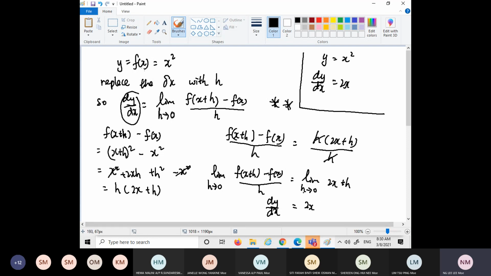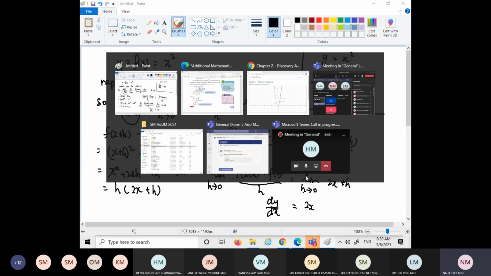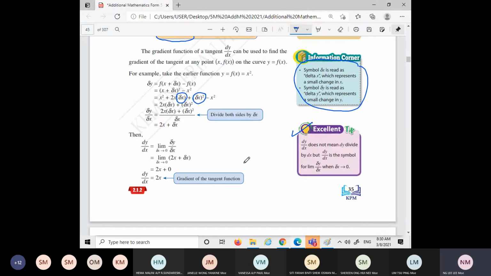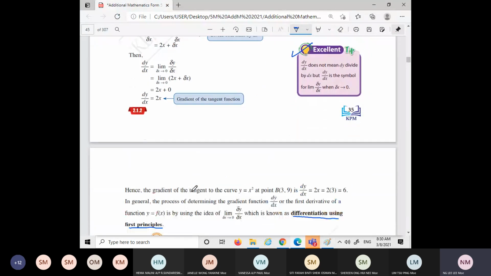But by using the first principle method, you've got no choice. You have to go through all this. So now we come back to the textbook. The answer is 2x. Now here, the answer is 2x. We continue. Remember the point B is (3, 9). Therefore, the x here is 3. So you substitute here.